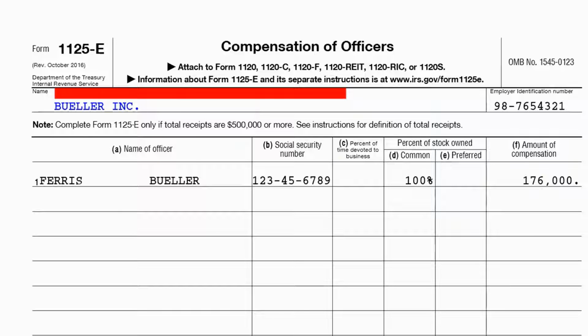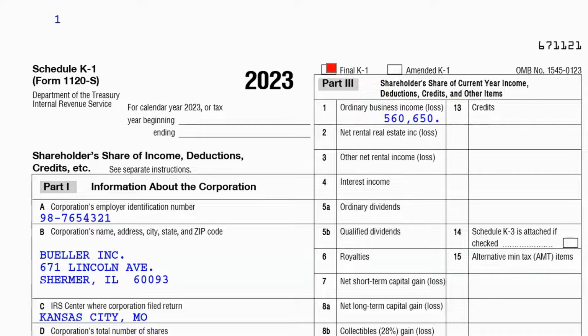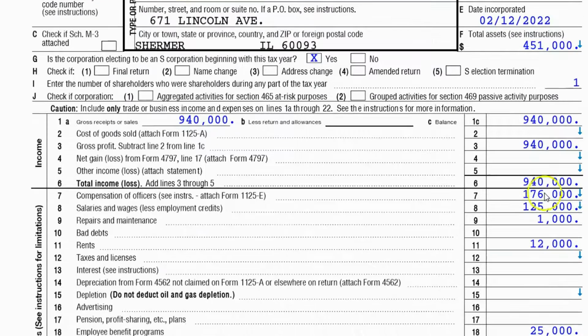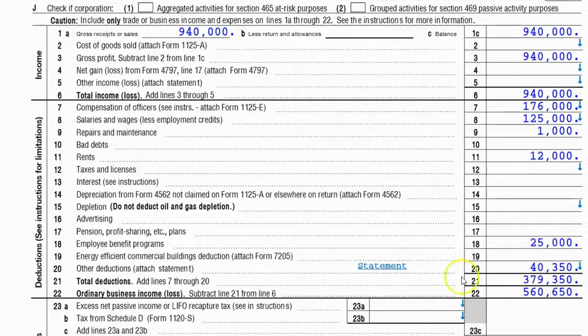Let's go back to the K1 here. And that $176,000, let's actually skip to page 1 here. That $176,000 is right here, and that's a deduction, okay? So he's getting paid by the company. That payment is a deduction, right? It's reducing that $940,000 of sales, because the whole objective is to find deductions that you can offset against this total income. And then he's got some employees that he paid $125,000. So his net income at the end of the year is $560,000.